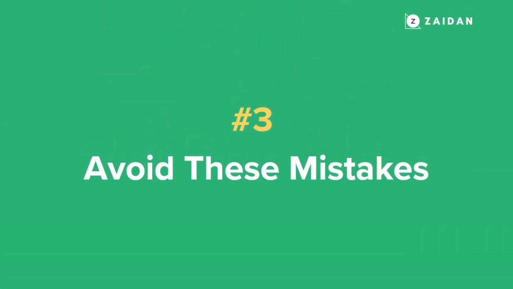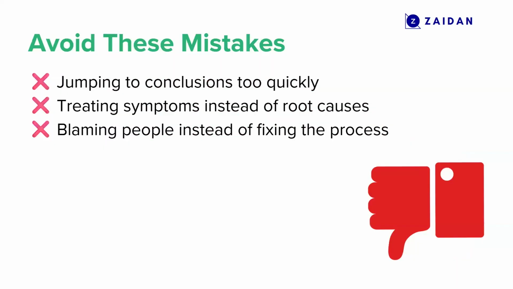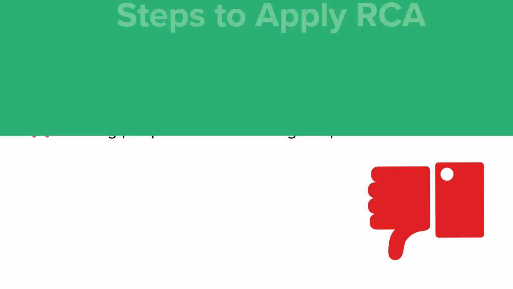Now, let's talk about the common mistakes that people make and how to avoid them. Many project managers stumble here. Don't make these common root cause analysis mistakes. Jumping to conclusions too quickly, treating symptoms instead of the root causes, and blaming people instead of fixing the process. Remember, systems cause problems more often than people do.